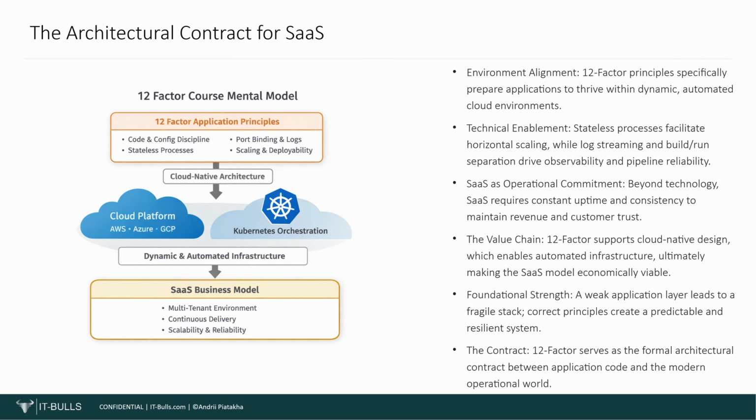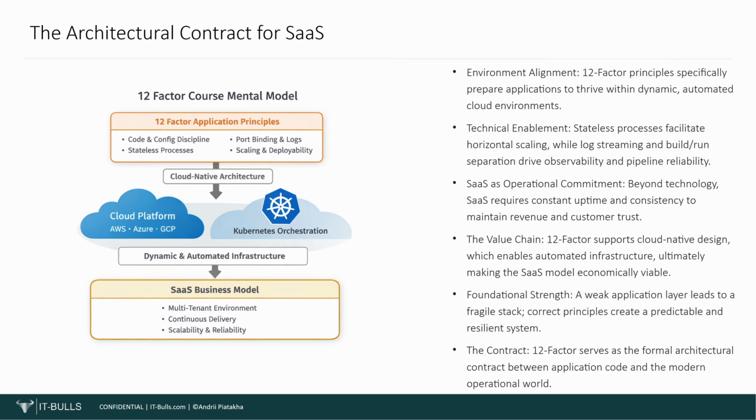Now look at the bottom layer of the diagram, the SaaS business model. SaaS is not just a technical deployment choice, it is an operational commitment. Continuous delivery, multi-environment setups, unpredictable load, and strict reliability requirements are business expectations. Revenue depends on uptime. Customer trust depends on consistency. Cloud gives elasticity. Kubernetes gives orchestration. But SaaS demands operational discipline. And that discipline starts at the application level.